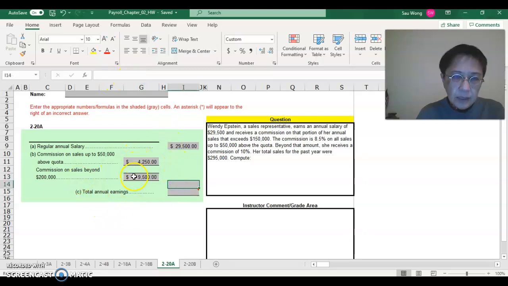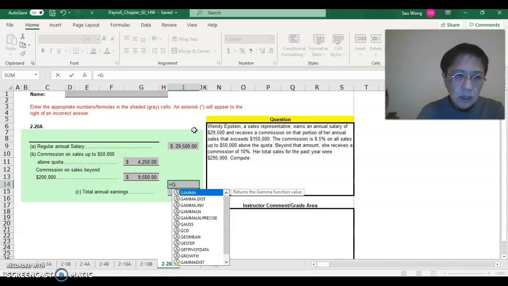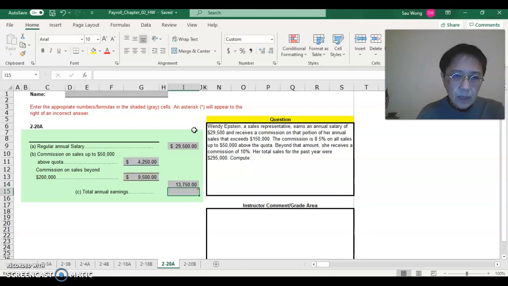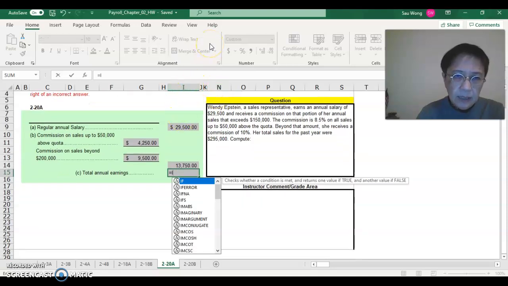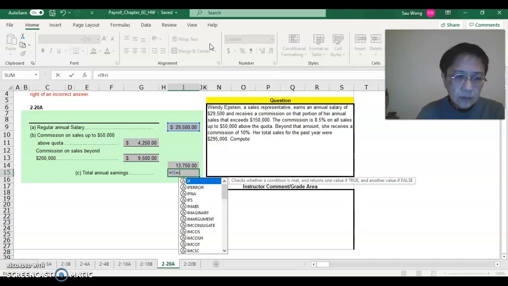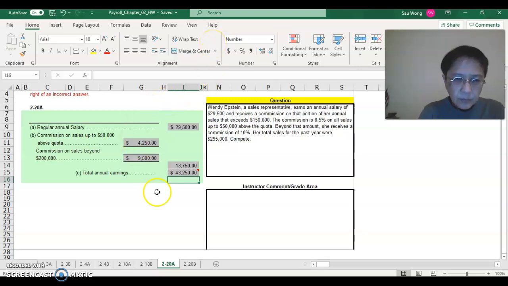And then let's total up her commission here. The total commission would be G11 plus G13. And her total annual earning would be regular earning plus the commission, equal I, which is the column in here, I9 plus I14. So we complete the 2-20A. The 2-20B would be similar to the 2-20A.